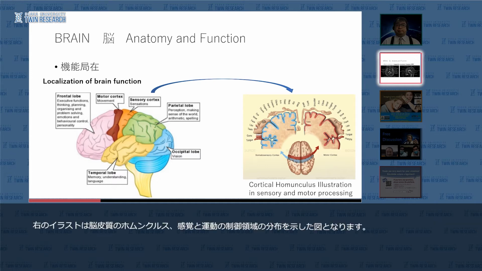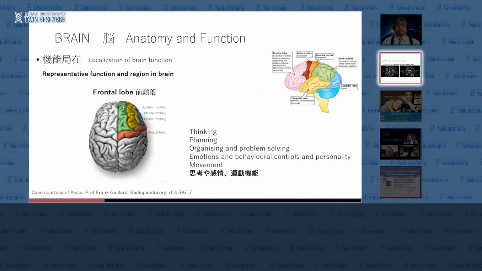The illustration on the right side of this slide shows a cortical homunculus, which maps brain areas dedicated to sensory and motor processing for different anatomical divisions of the body. I'll introduce some representative functions of each brain area.